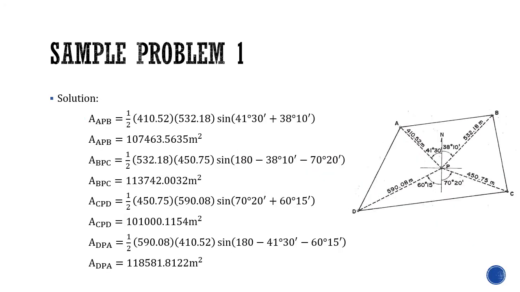Yeah, so class, ito na, no? So, try natin, solve natin area of triangle APB. Okay, so using scissors formula, 1/2, side 1, side 2, sine theta. Okay, so theta is the included angle. The included angle is the sum of the bearings in this figure. So ayun na.